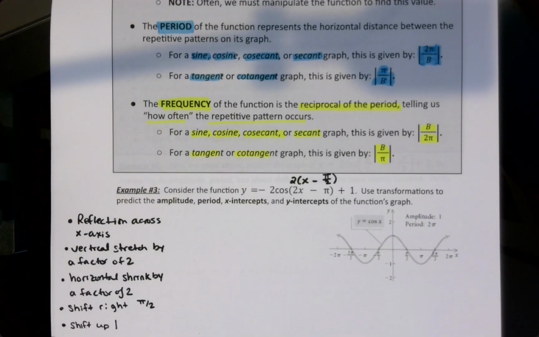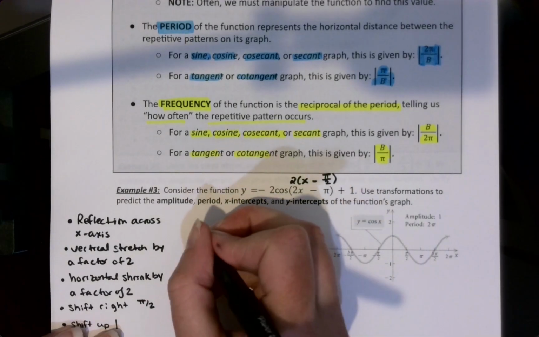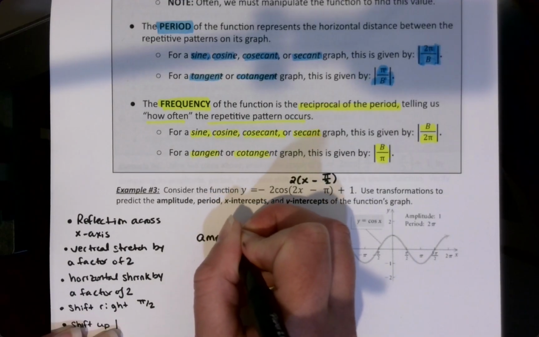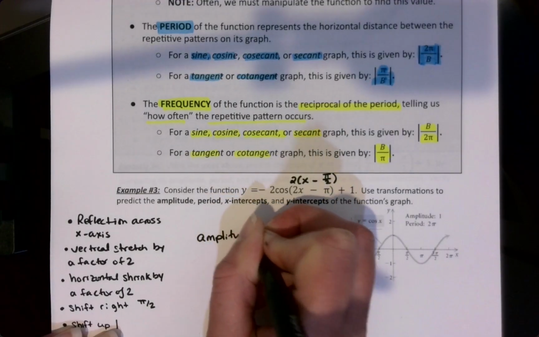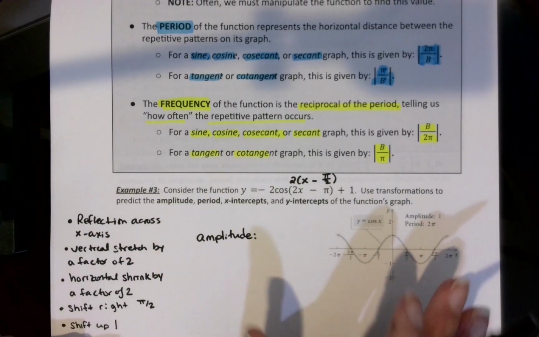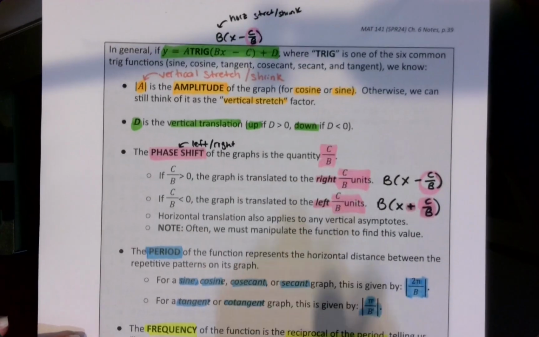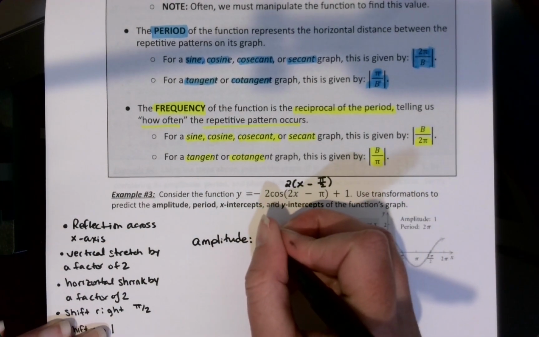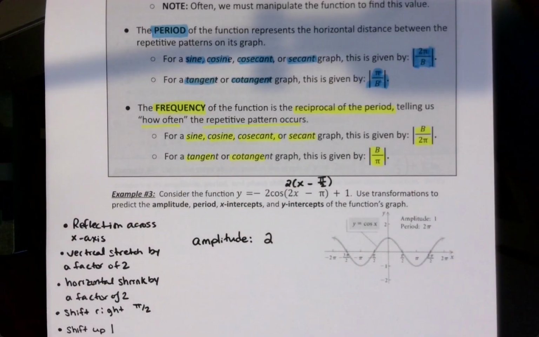I'm going to use these transformations to predict the amplitude, period, x-intercepts and y-intercepts of this graph. So first of all, let's go ahead for amplitude. Amplitude is based off of the vertical stretch factor. So the vertical stretch is a factor of 2, so the amplitude is 2.